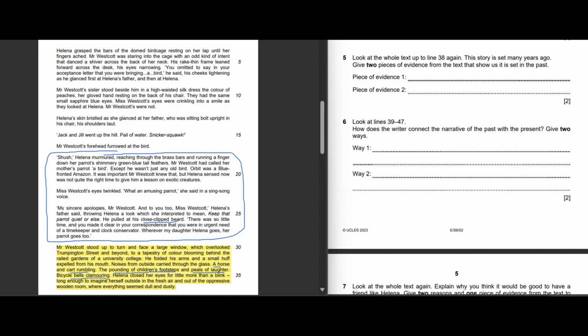The story is set many years ago. Give two pieces of evidence from the text that show us it is set in the past. Piece of evidence 1 and 2, we just have to find from here. Okay, let the timer start.